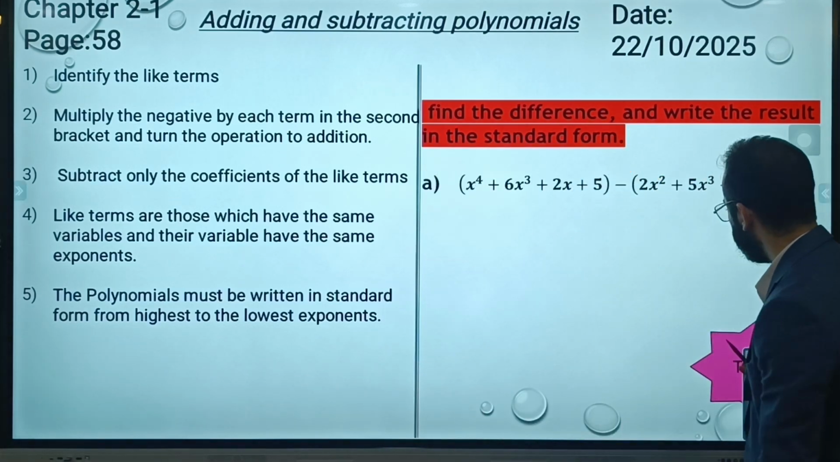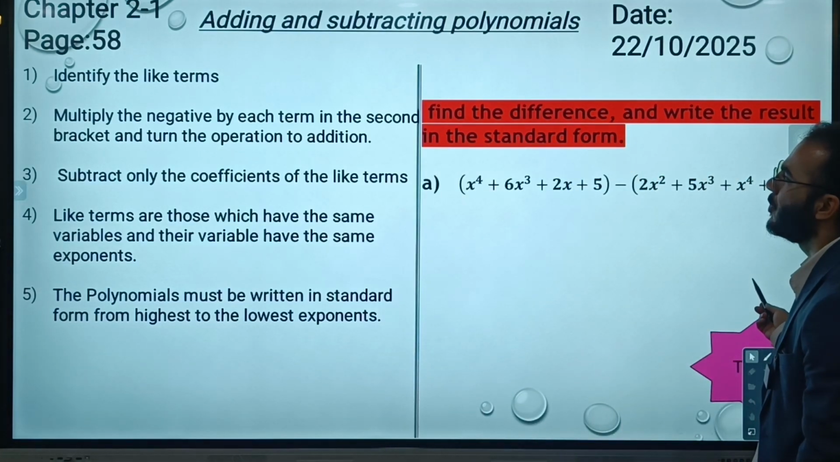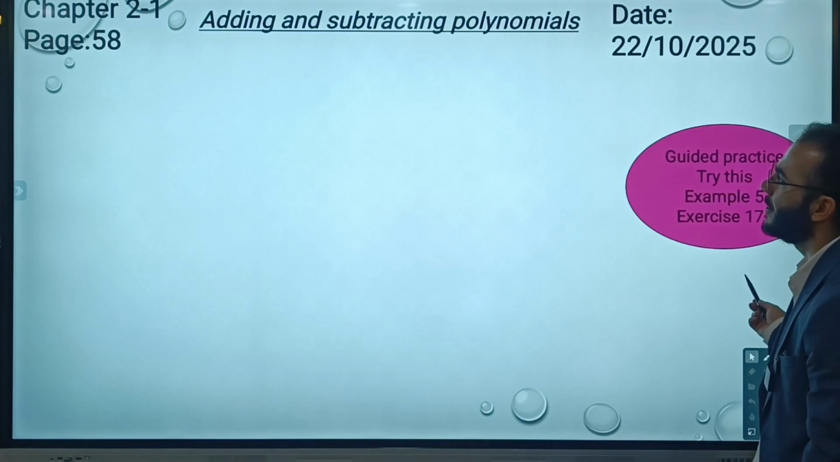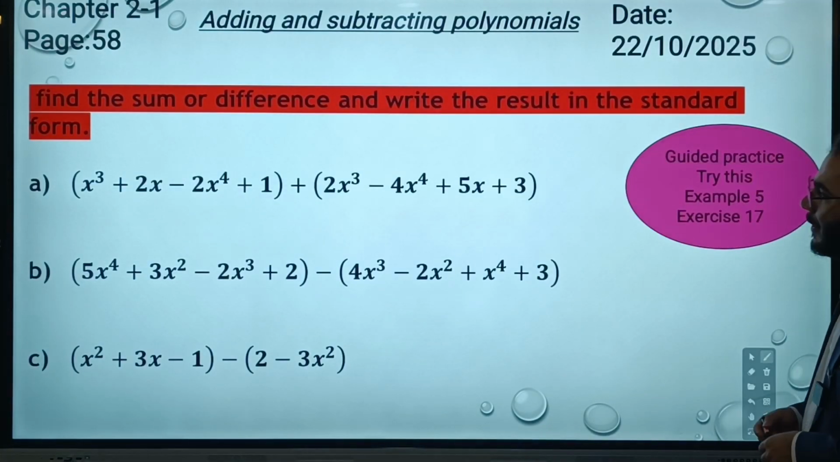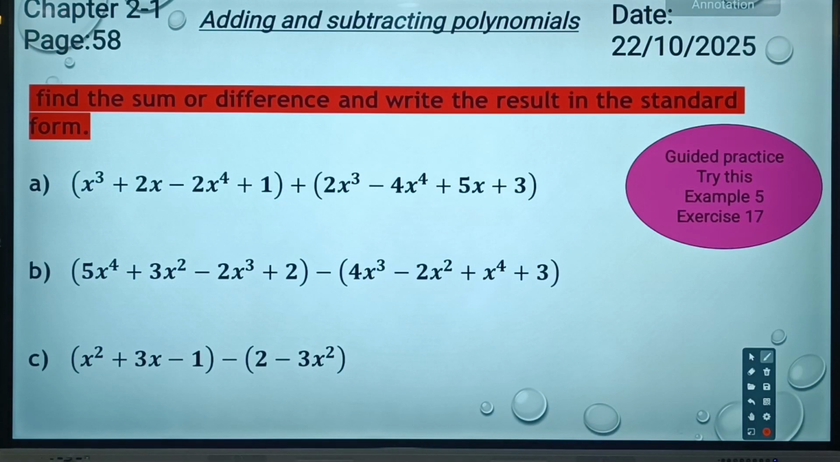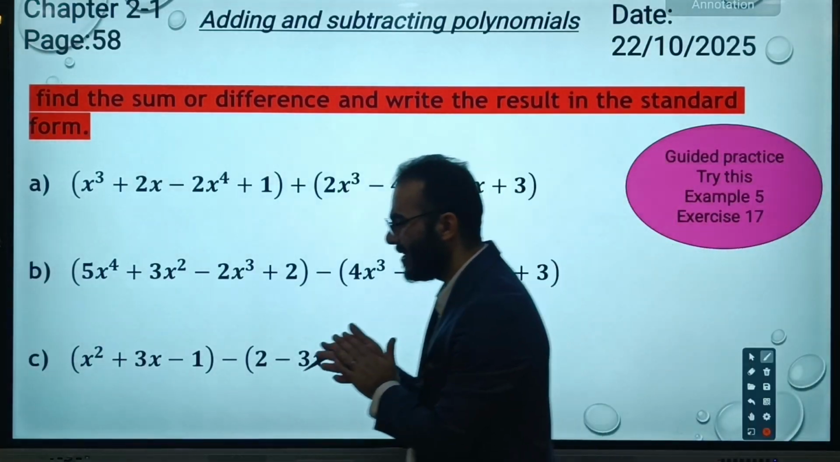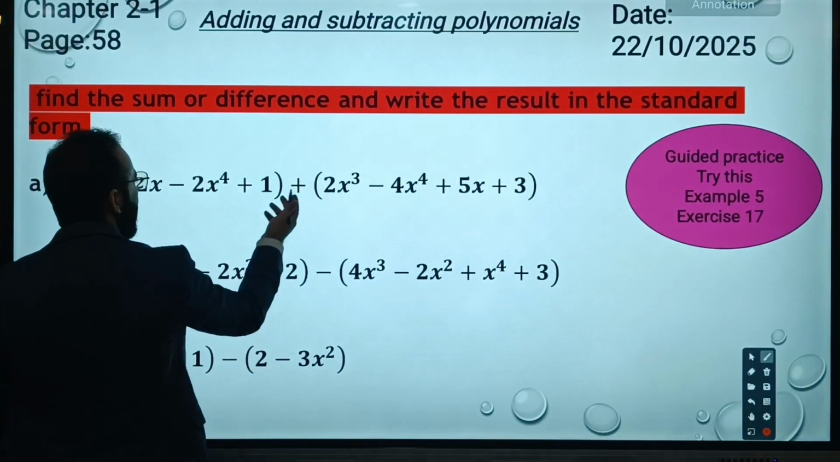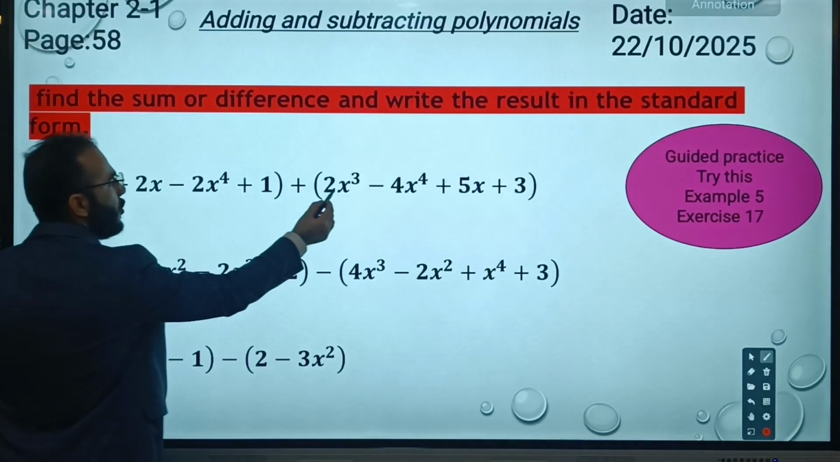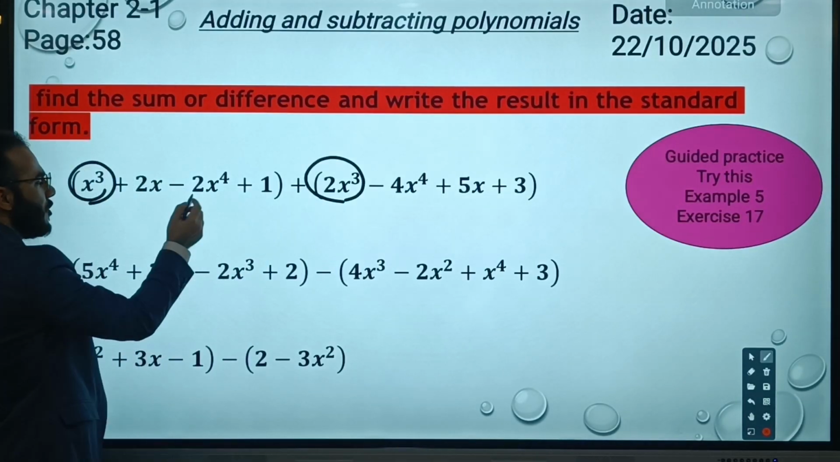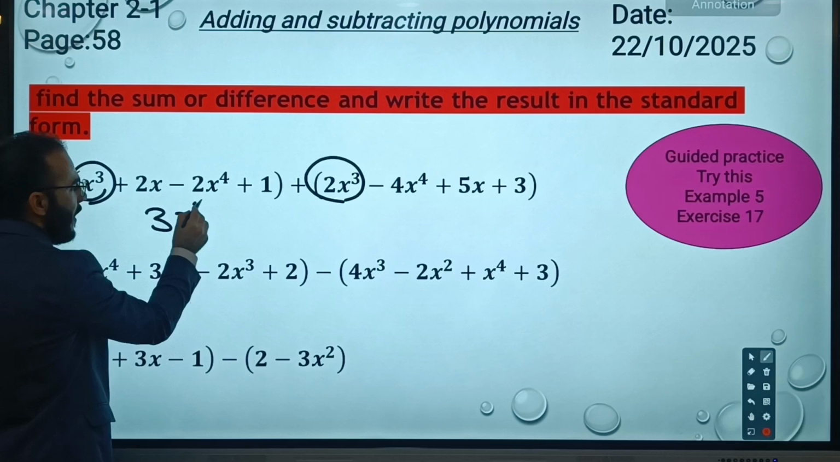Perfect. Do we have any other examples? I'm pretty sure we have. Let's see. Adding and subtracting. Okay, we have 3 examples here regarding adding and subtracting. Okay, x3 plus 2x minus 2x4 plus 1, all plus the next one. So let's identify the like terms. It's addition. You don't need to change any positive to negative or this kind of stuff. So we have x3, 2x3. So x3 plus 2x3, 3x3.